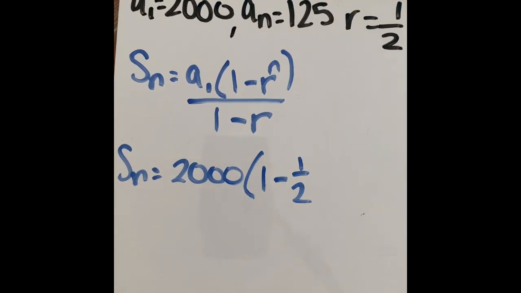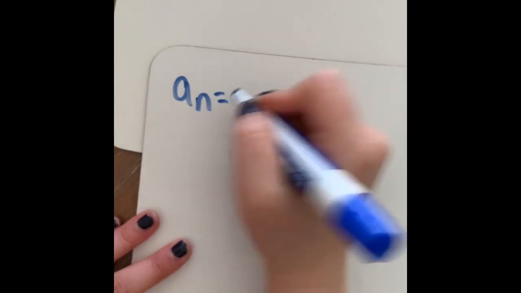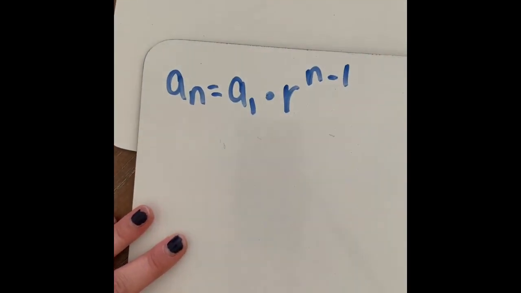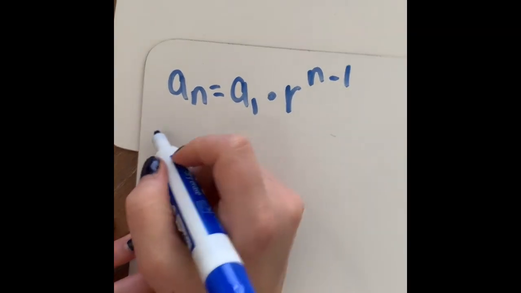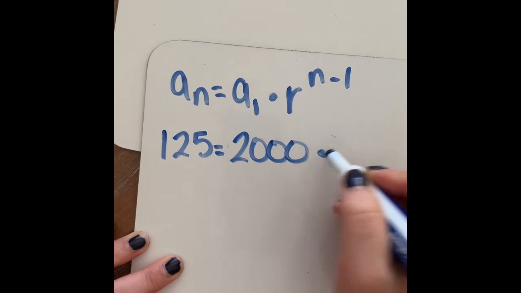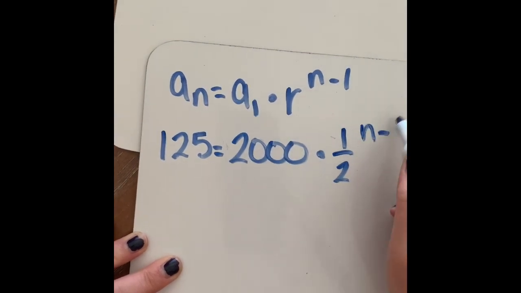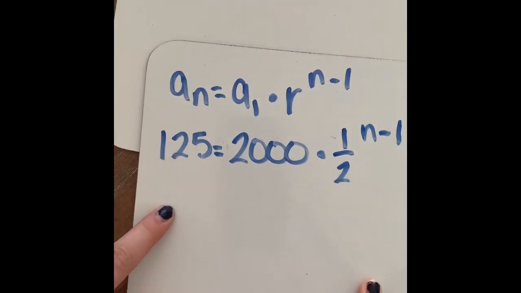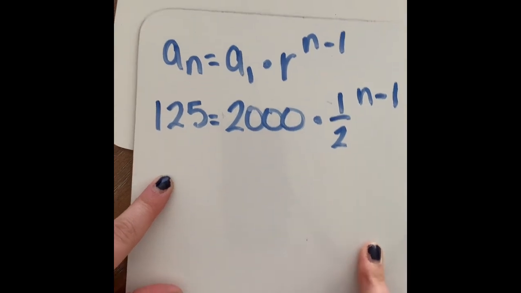If I want to find n first, we need to use another formula. We're going to use the other geometric formula, a sub n is equal to a sub 1 times r to the n minus 1. Let's do that to solve what we know. 125 is equal to 2,000 times 1/2 to the n minus 1 power, and we're looking for n. Now remember, I want to know what number term 125 is in this sequence.